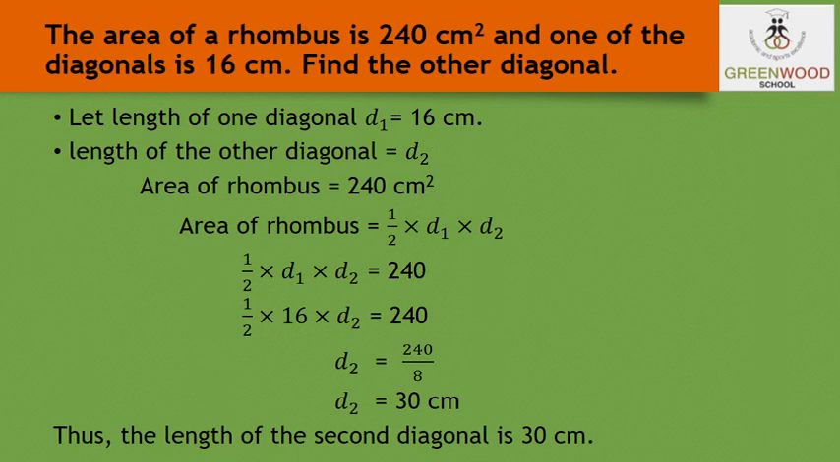Substitute the values of area of rhombus as well as D1. We get half into D1 into D2 equals 240, where D1 is 16 centimeter. Therefore, we get half into 16 into D2 equals 240. On solving this, we get D2 equals 30 centimeter. Thus, the length of the second diagonal is 30 centimeter.